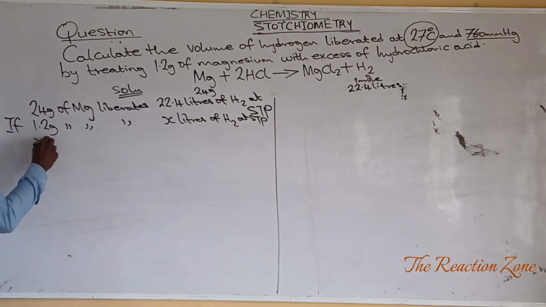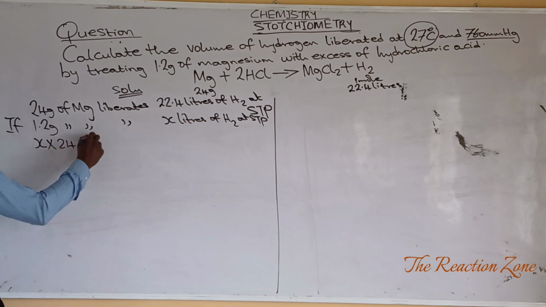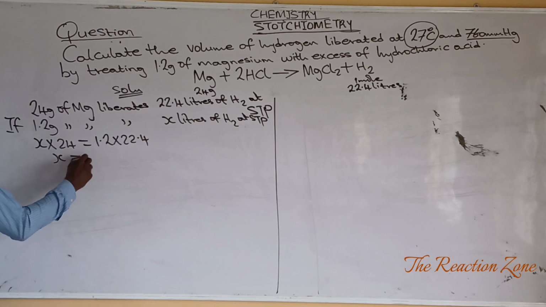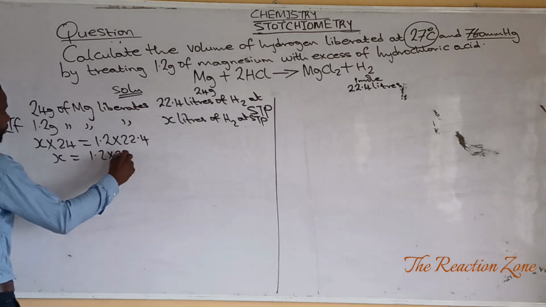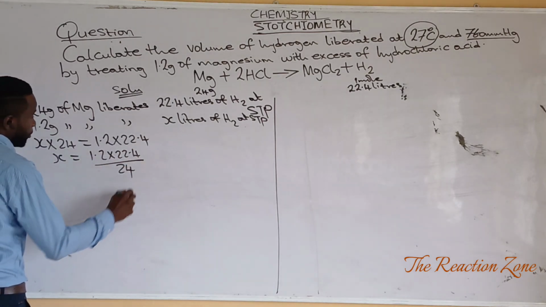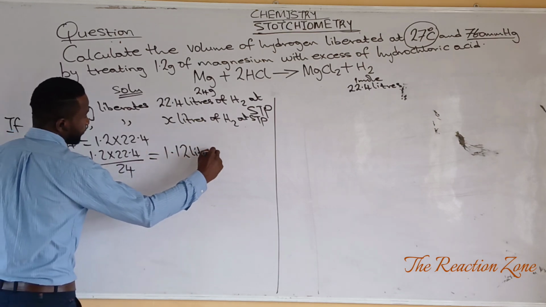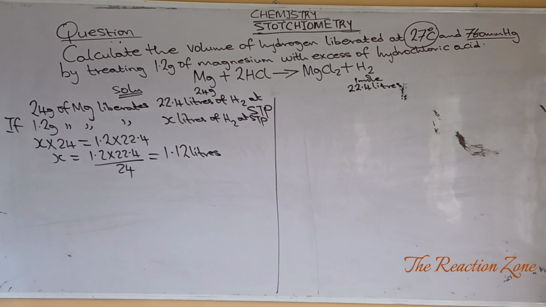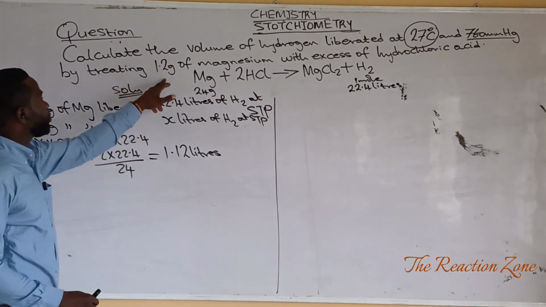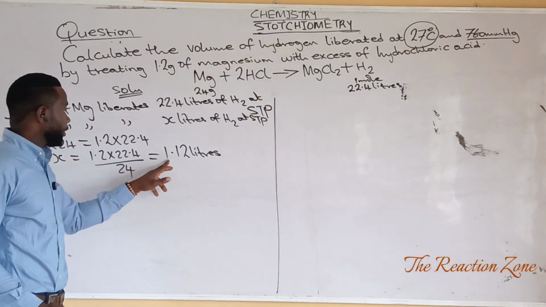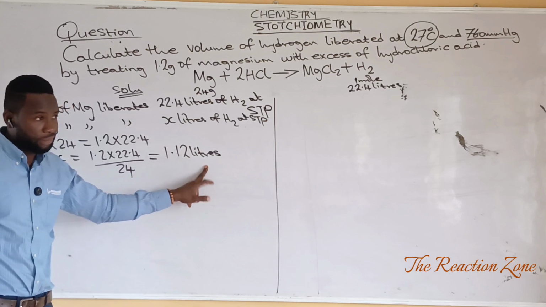Cross multiply. X times 24 is going to be equal to 1.2 times 22.4. X is going to become 1.2 times 22.4 over 24. And this is going to give us 1.12 liters. So what this means is that the volume of hydrogen that will be liberated by 1.2 grams of magnesium at standard temperature and pressure is 1.12 liters.